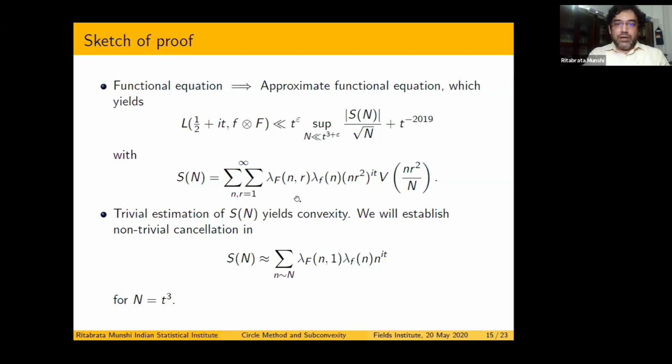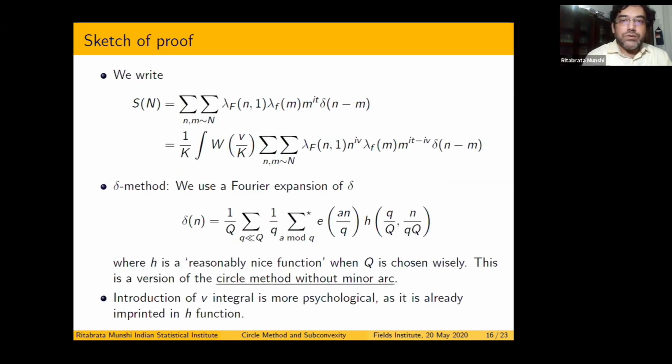So to get a subconvex bound, what you need is to prove some cancellation in this sum. Let me just drop the r over here, because r comes with a square, so it's not really the main part. The main part is the n sum. So I'm looking at the n sum: lambda_F(n), lambda_f(n) n to the power it. And n is of size T^3. I want to show that there is cancellation over here without computing moments. So this is what I do.